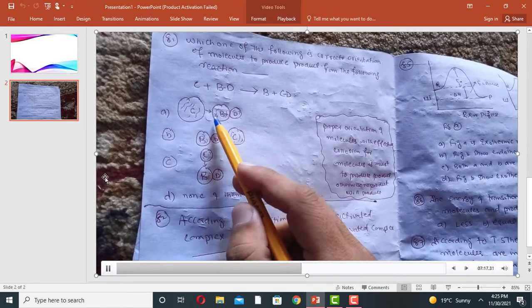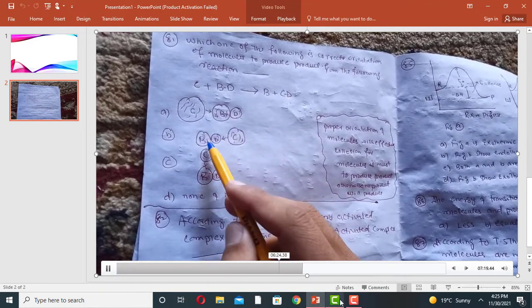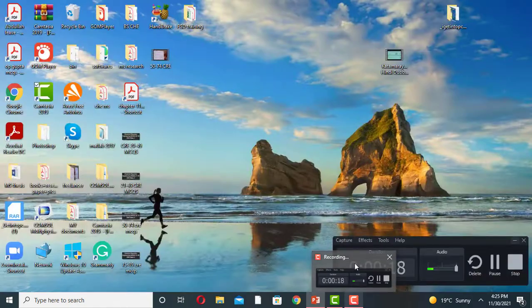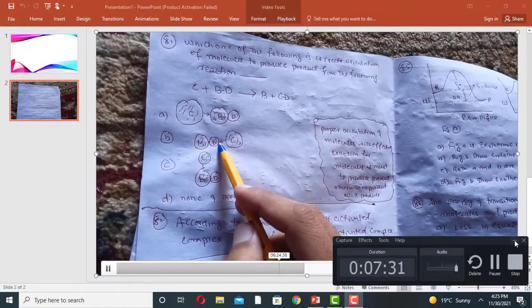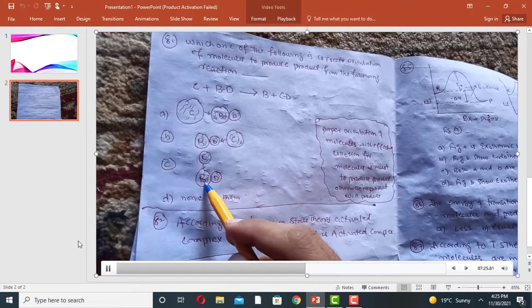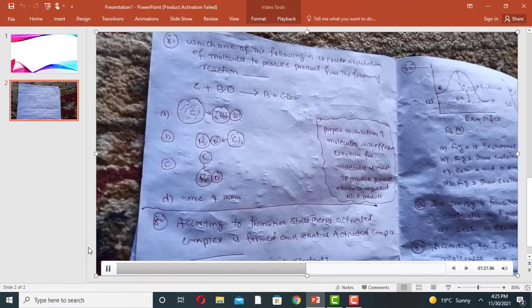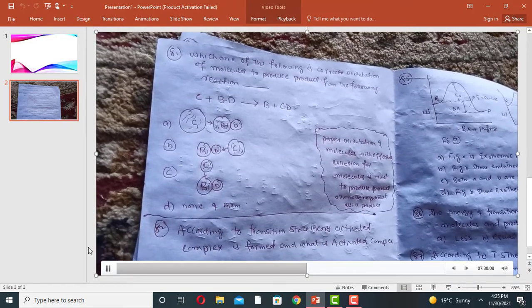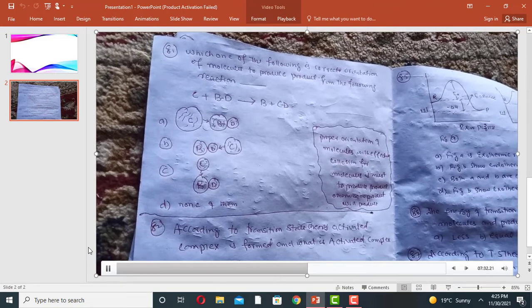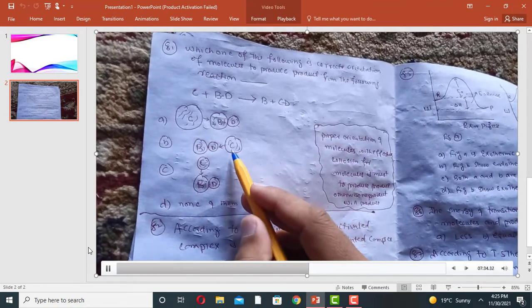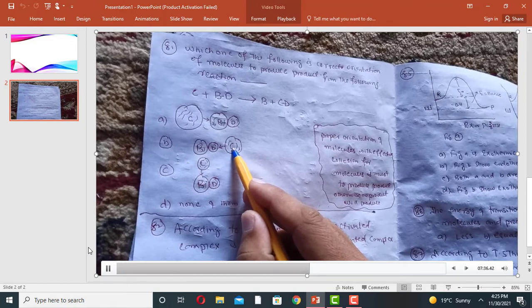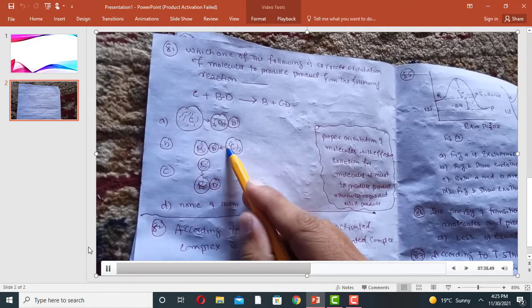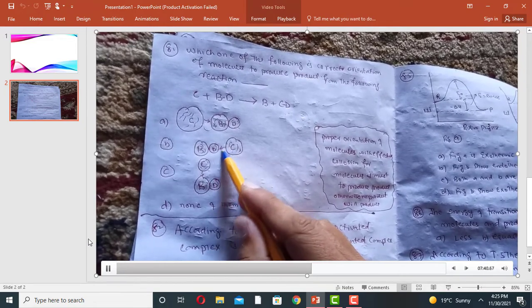The C is coming toward the B and D. The C is coming toward the D, and B is going away from D. So C and D must be in the correct direction, in the correct orientation.